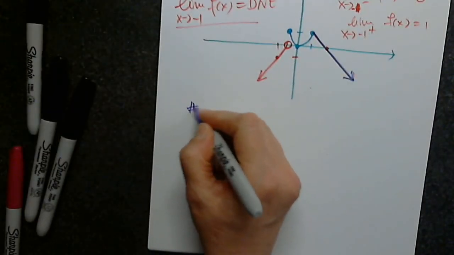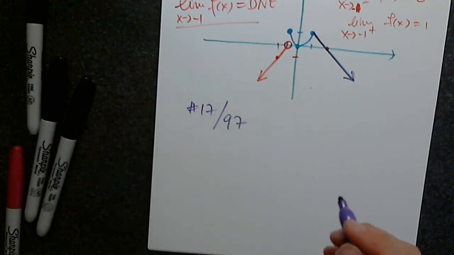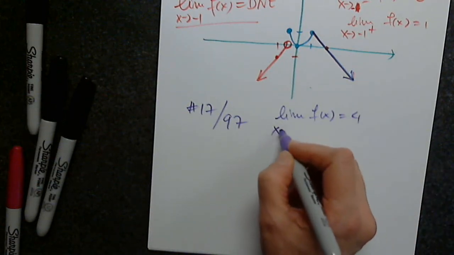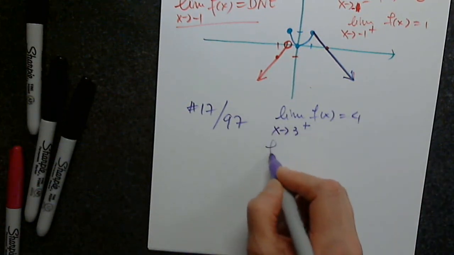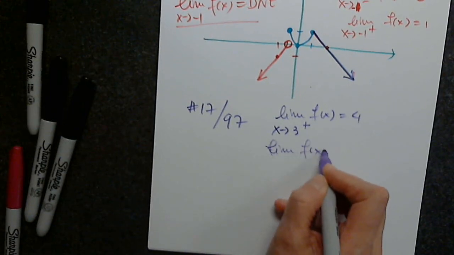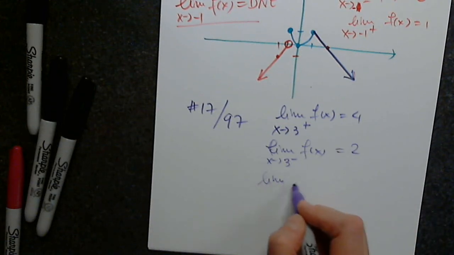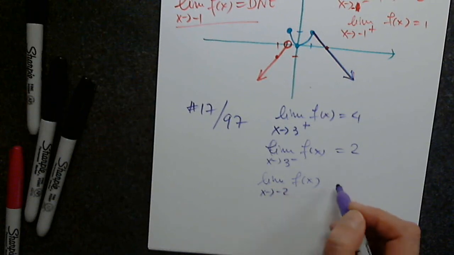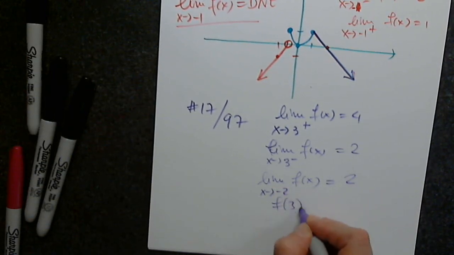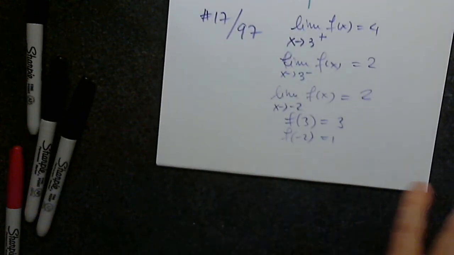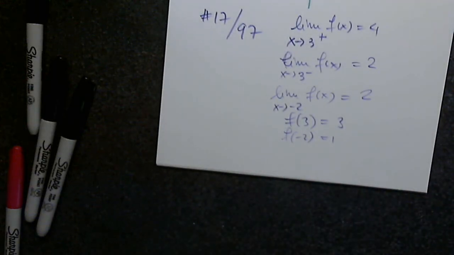We want to work on 17, so let's copy 17. And this is on page 97, and we have: limit of f of x as x approaches 3 from the right. I'm copying right now. I'm not organizing anything. Limit of f of x as x approaches 3 from the left. Limit of f of x as x approaches -2 from either side. f of 3 is 3, and f of -2 is 1. I didn't think of any step just yet. I only copied the information given in the problem.